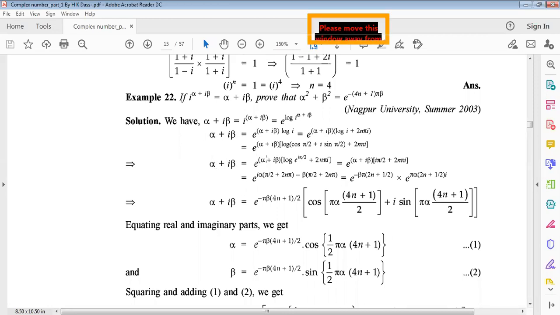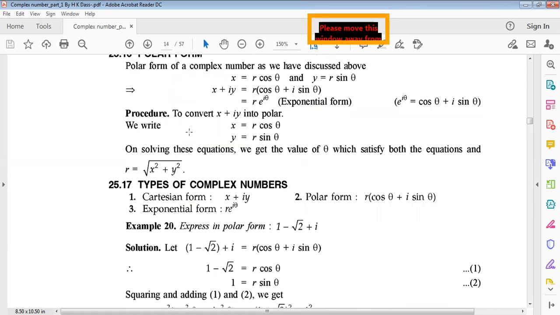This equals e to the power alpha plus i beta log e to the power i pi by 2, where cos pi by 2 plus i sin pi by 2 can be written as this. This is the exponential form of the complex number, e to the power i theta. This is the formula: e to the power i theta is cos theta plus i sin theta. The polar form is r into cos theta plus i sin theta, which equals the exponential form r into e to the power i theta.